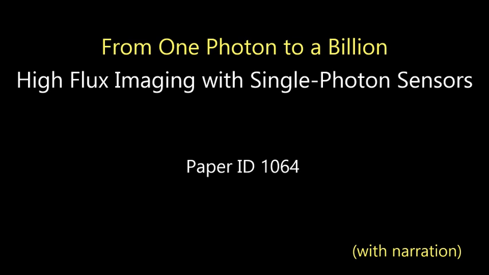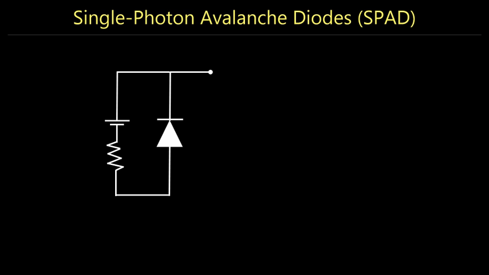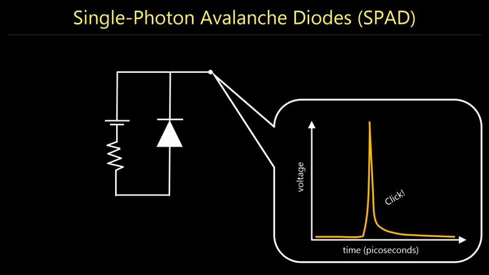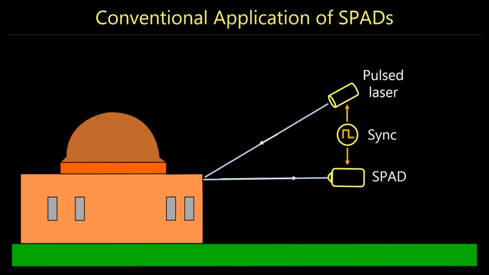Single-Photon Avalanche Diodes, or SPADs, are an emerging optical sensor technology with a unique capability of counting individual photons with very high timing resolution. Due to their ability to precisely time tag individual photons, SPADs are gaining popularity in low light and active imaging applications. For example, a SPAD-based LiDAR uses a pulsed light source in synchronization with the SPAD to estimate scene depth.